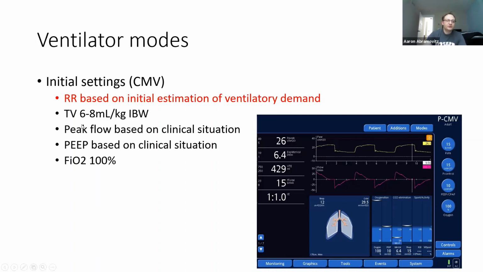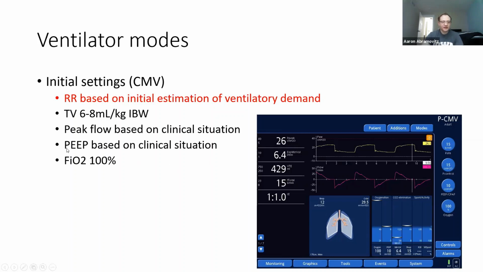The tidal volume to start is 6 to 8 mL per kg, ideal body weight. The peak flow and the PEEP settings initially are based on the clinical situation. If you have a patient that you've just intubated for ARDS, sure, you're going to have a higher PEEP than 8 to start. If you have a patient that has obstructive lung disease and is going to need more time to exhale, you want a higher peak flow to deliver the breath more quickly.